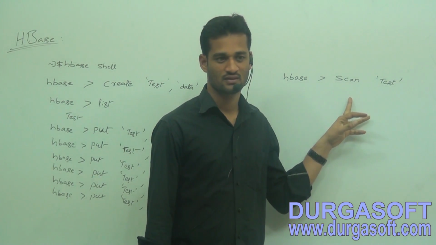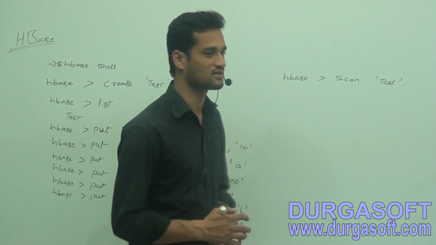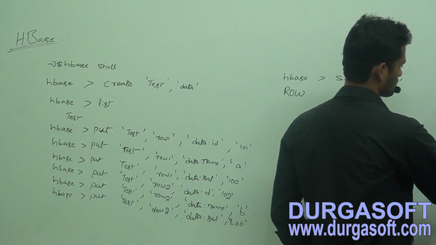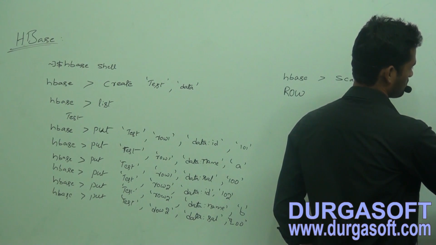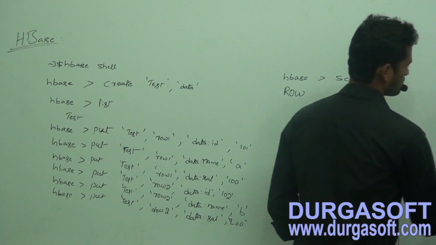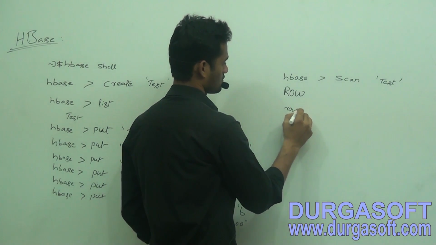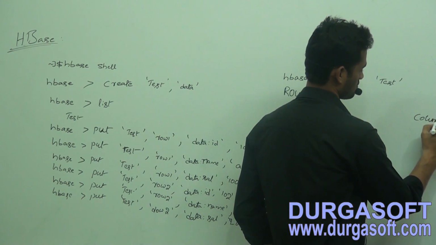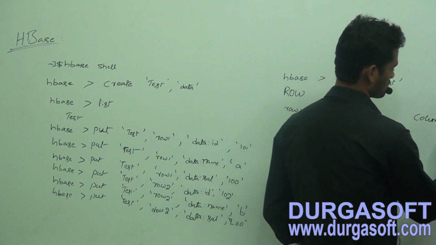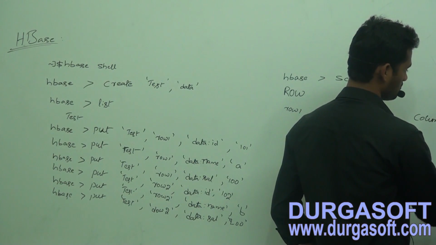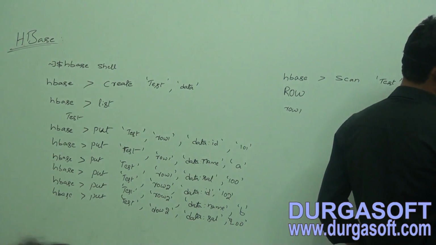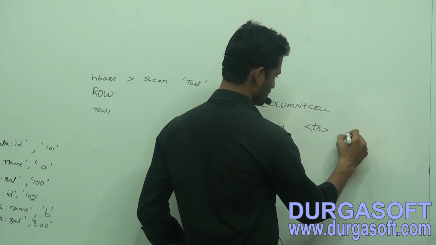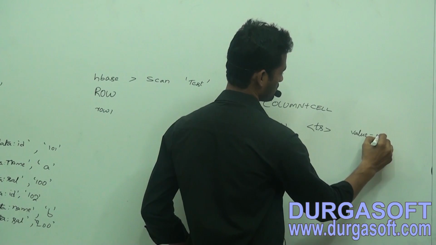Here what we are doing? Scan test. If we give scan test, it is automatically displaying this table like this: row, column plus shell. Here it is giving row 1, column equal to data ID. It is giving some timestamp and some value. What is the value here for ID? 101, right?